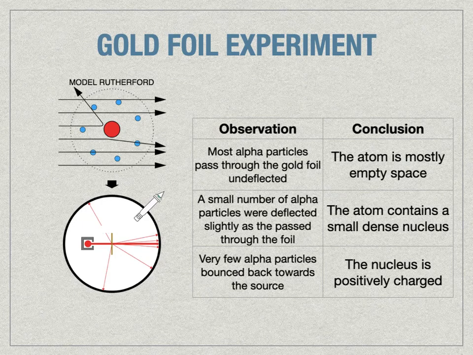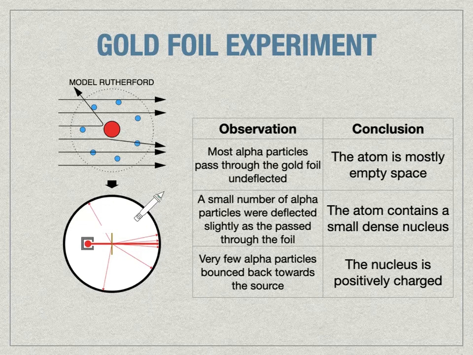So there are 3 primary observations and conclusions from the gold foil experiment. One, most alpha particles pass right through the gold foil undeflected. Ergo, conclusion: the atom is mostly empty space or electrons, and neither of those things are going to change the trajectory of an alpha particle. Two, a small number of alpha particles get deflected when they get near the nucleus. That tells us that atoms contain a small, dense nucleus because only every once in a while do things get near. The conclusion for this one and the next one are kind of related, and we'll come back to that in a second.